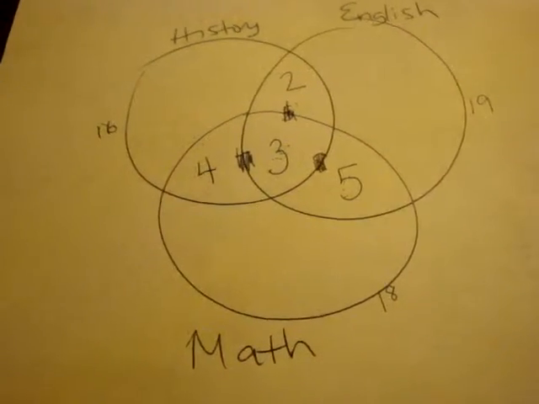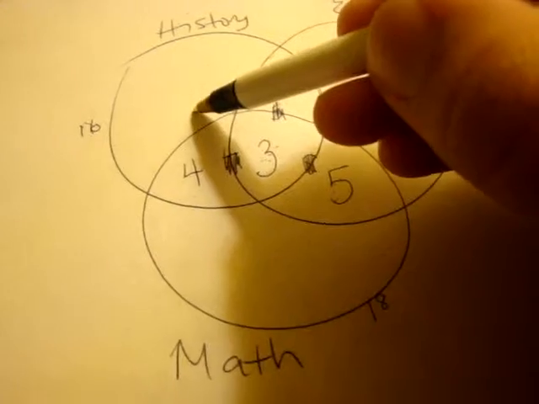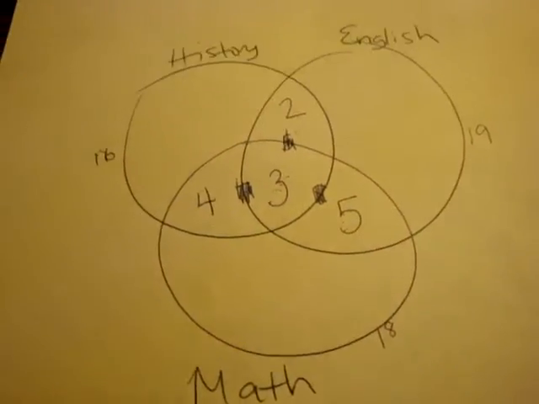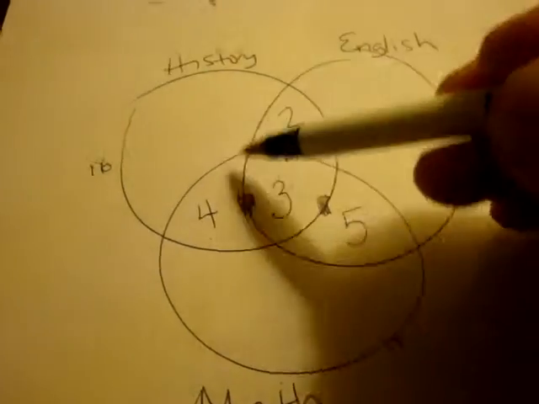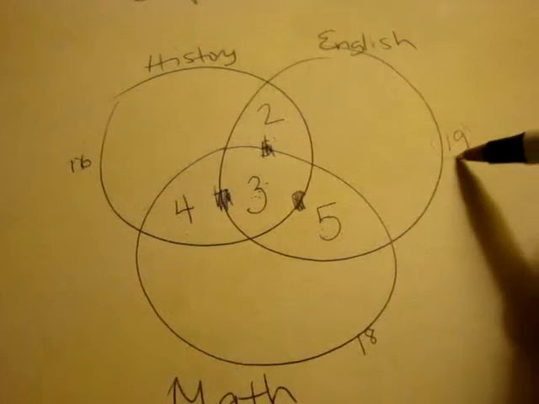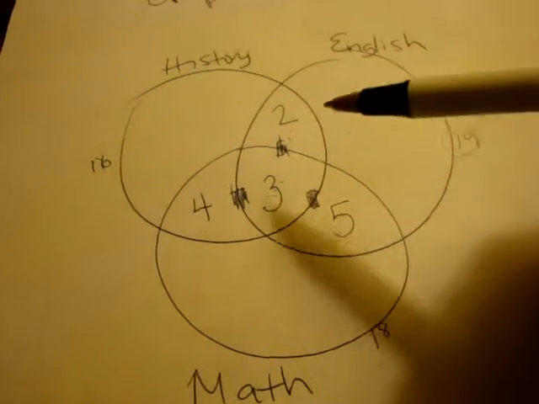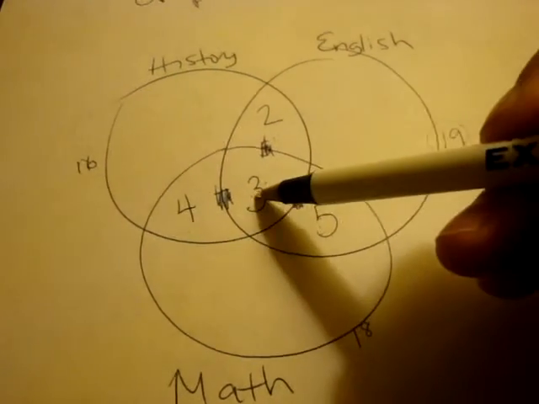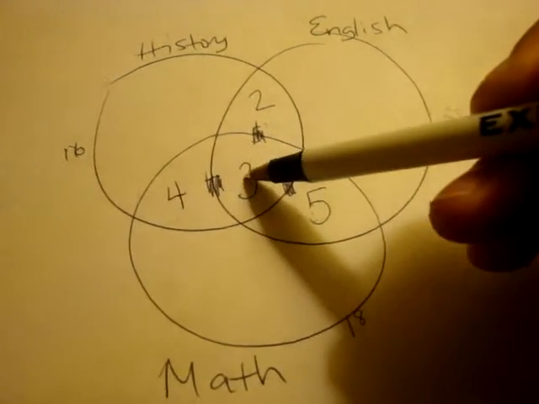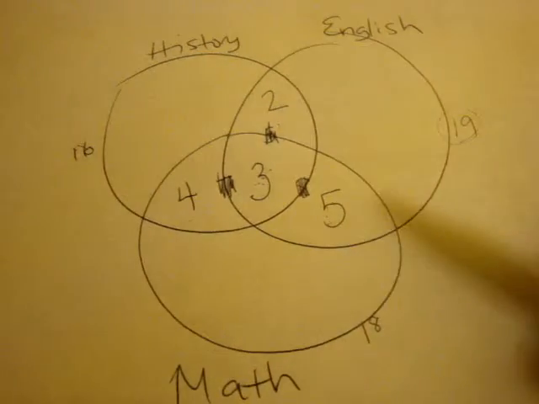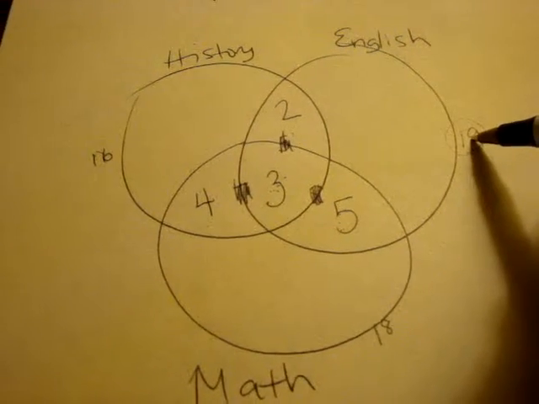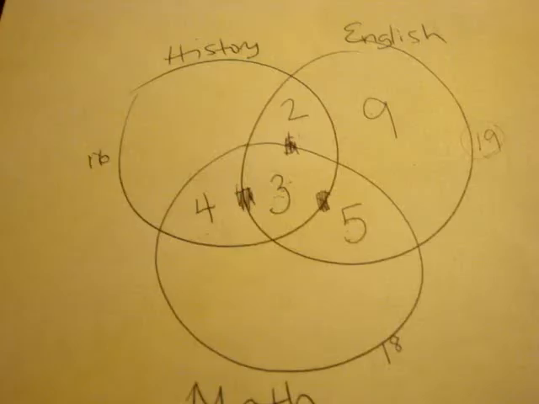Now everything is filled out except for my just history section, my just English, and my just math section. So this is how I figured those out. I'm going to look at English here. English is this circle. Okay, English, I have 19 total students, it told me at the very beginning. So far I have 5 students, 3 students, and 2 students, all somewhere in my English circle. So 5 plus 3 is 8, plus 2 more is 10. If 19 total students like English, and I have 10 already accounted for, that means there are 9 that just like English.